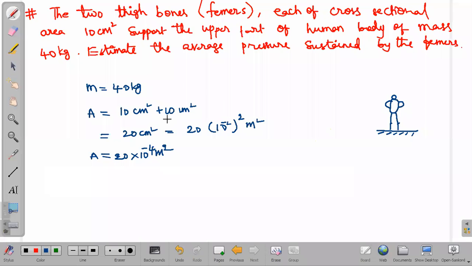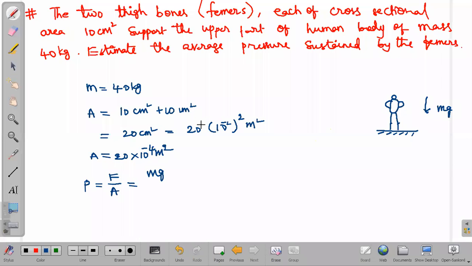Now, I got only mass and area, but what is the pressure formula? Pressure is force by area, right? Thrust acting on unit area. Thrust means how much force is acting normal to these thigh bones. So force is acting on those thigh bones in this direction, and whatever force acts, we consider it as mg. So F can be written as mg, because the thigh bones are in this way and the force is acting downwards. If the force acts downwards, we can consider that as mg.